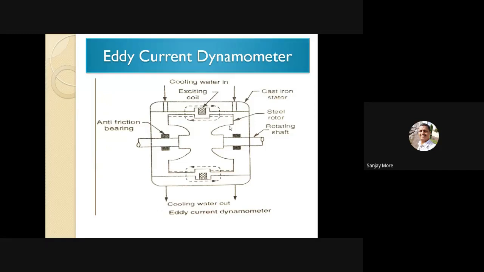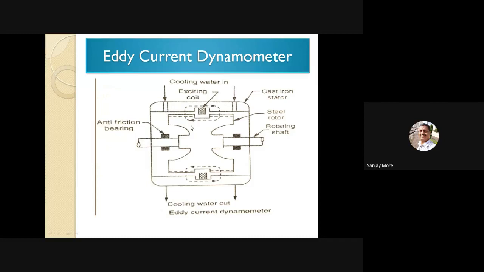See the construction and working of the eddy current dynamometer. Under the cast iron stator, there is a steel rotor. The toothed steel rotor is placed in it, with anti-frictional bearings attached on both sides, which means a rotating shaft. On this side there is cooling water in and cooling water out. The steel rotor is connected to the exciting coil. When you supply current to this exciting coil, this rotating steel rotor absorbs this current. This is called eddy current, and the exciting coil gets heated.